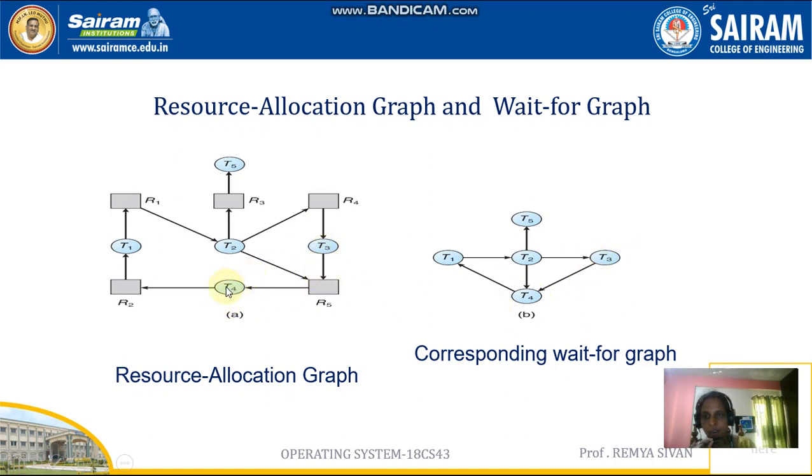In the same way, T4 is waiting for R2 and R2 is assigned to T1. So T4 to T1, one connection. So this T1 to T2 indicates T2 is holding one resource and T1 is waiting for T2 to complete the task. After completion of T2's task, T1 will get the resource. So this is the wait-for graph. After making this wait-for graph, search for the cycle. Here T1 to T2, T2 to T3, T3 to T4, T4 to T1. There is one cycle. This cycle indicates there is a deadlock.